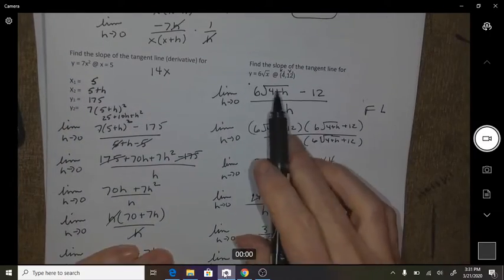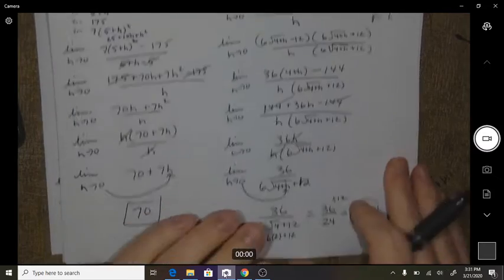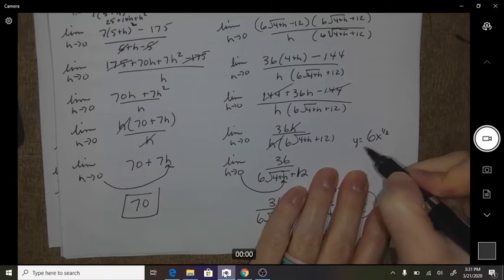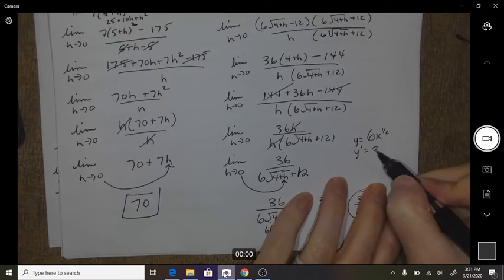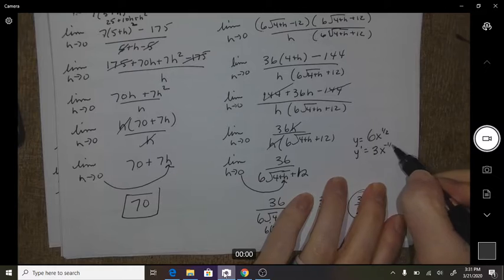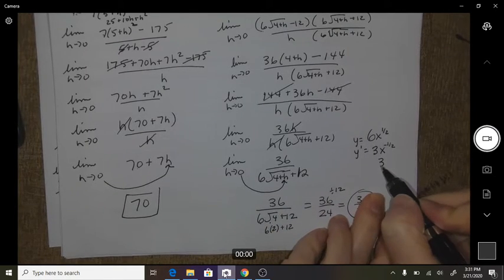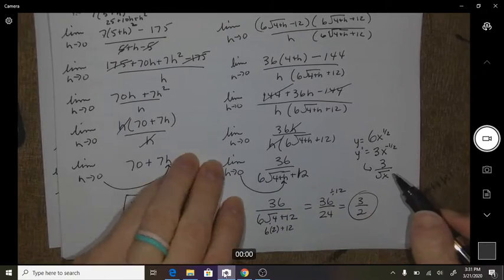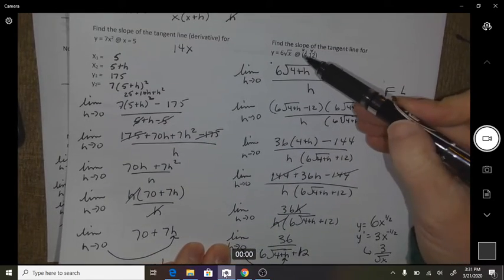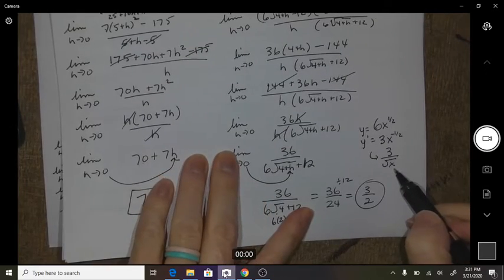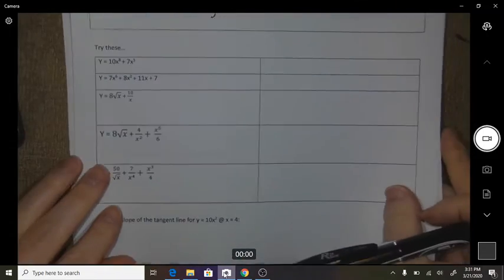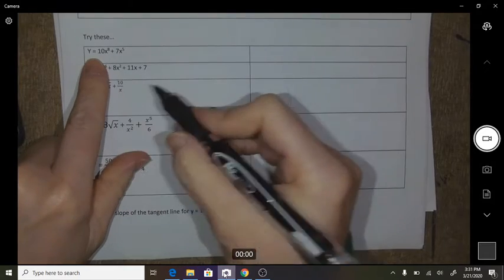And here, 6 root x, so if I rewrite that, then the derivative shortcut would be 3x to the negative a half, or 3 over square root of x, the same thing. And why did we get 3 halves? Because the x value was 4. So if I insert a 4, that would be a 2. Okay, so just to do a few more, let's just try these.